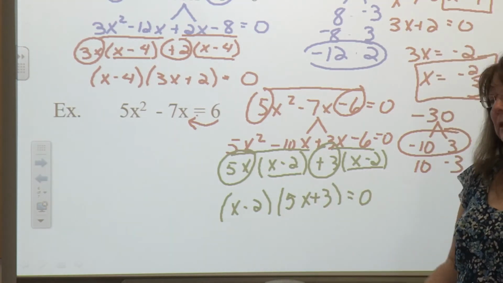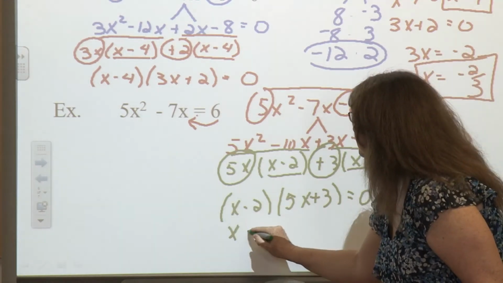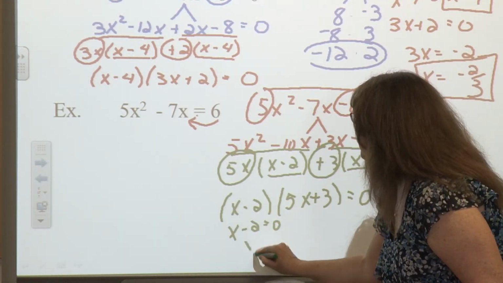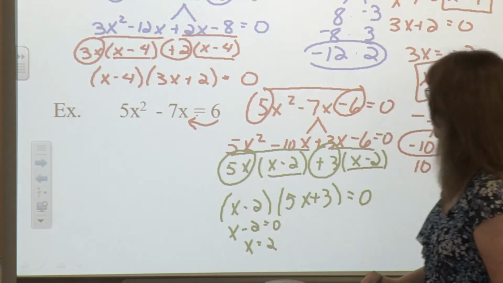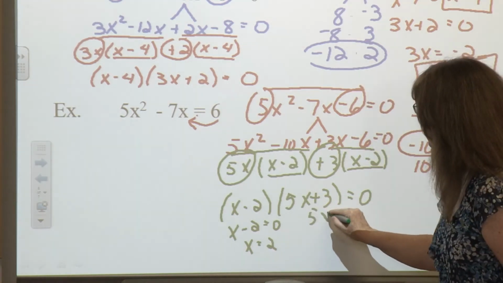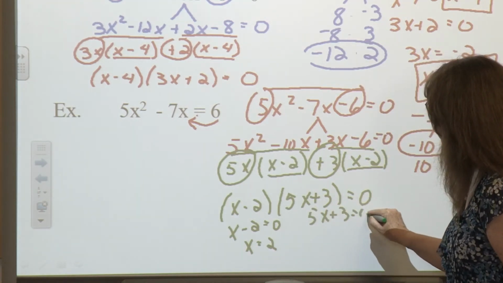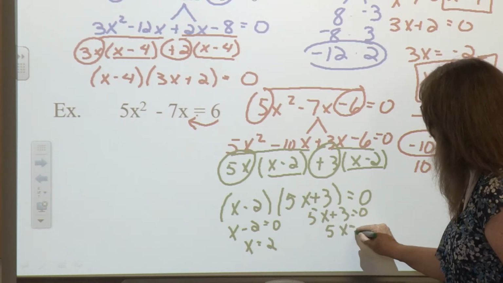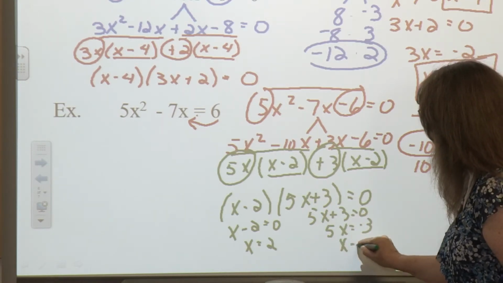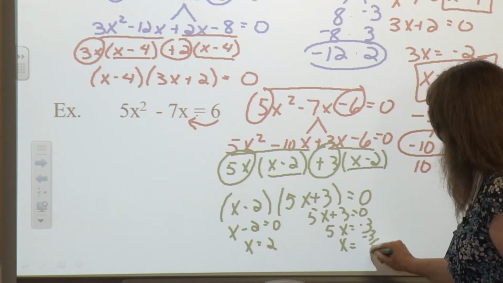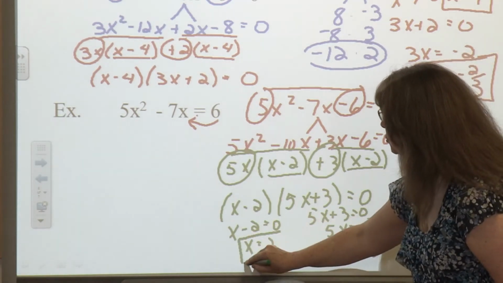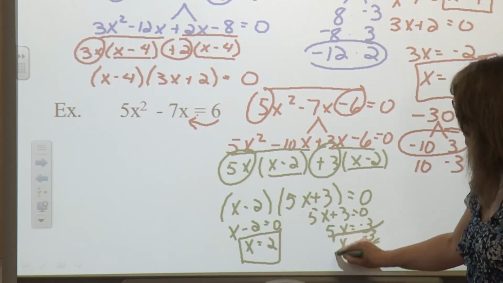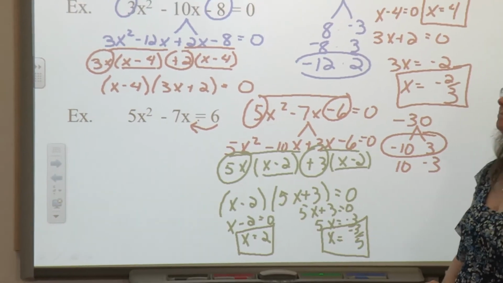Take each factor and set it equal to 0. x equals 2, or 5x plus 3 equals 0. 5x will equal negative 3, or x is negative 3/5. Again, you do have those two solutions because you are working with your quadratic.